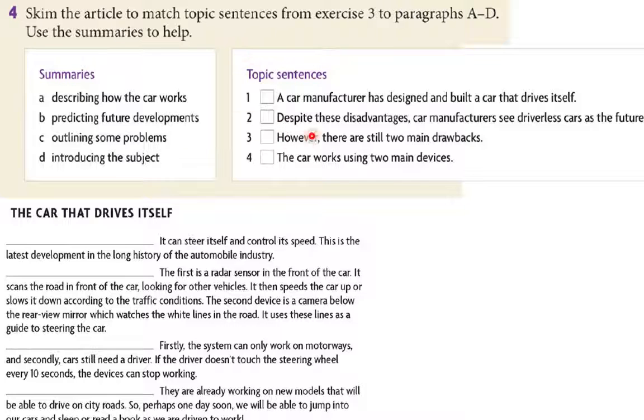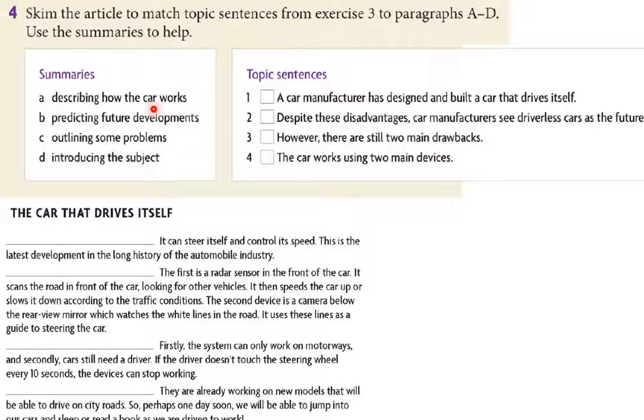And also we have four topic sentences. 1. A car manufacturer has designed and built a car that drives itself. 2. Despite these disadvantages, car manufacturers see driverless cars as the future. Number 3. However, there are still two main drawbacks. 4. The car works using two main devices.